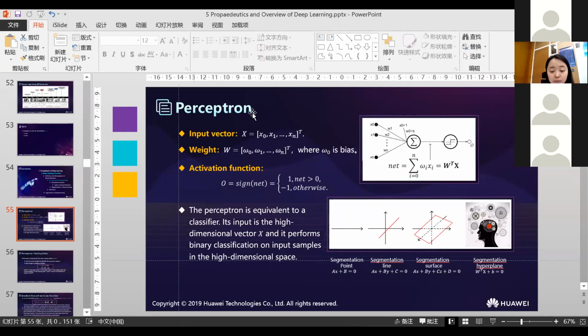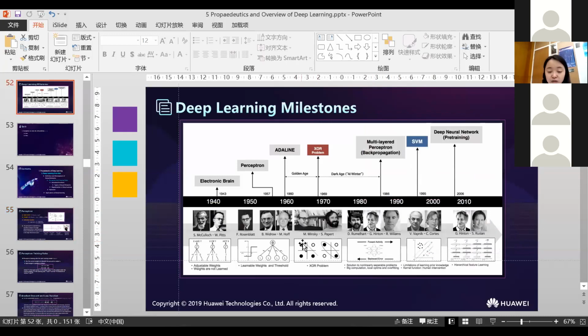So this perceptron is a model just for linear classification. Like a straight line in 2 dimensions and a plane in 3 dimensions, it's still linear classification. So it can only draw 1 straight line in 2 dimensions. That's the reason why it cannot solve the XOR problem.